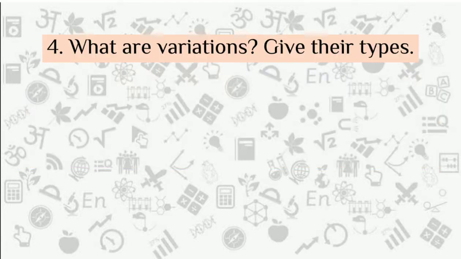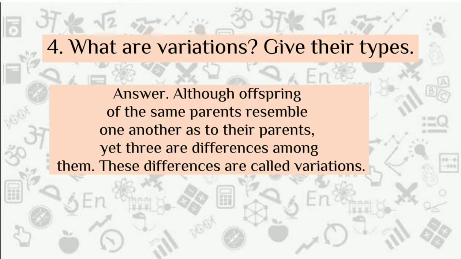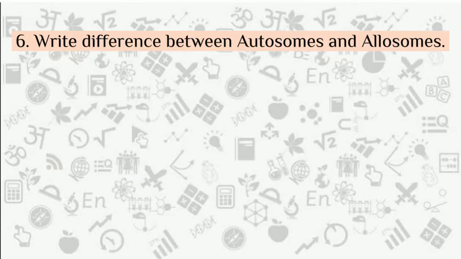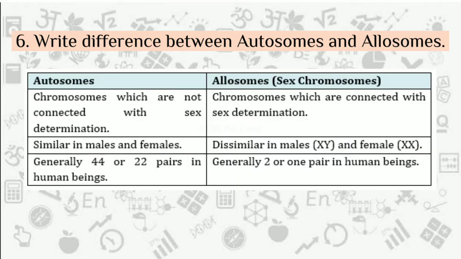4. What are variations? Give their types. Answer. Although offspring of the same parents resemble one another and their parents, yet there are differences among them. These differences are called variations. They are of 2 types: A, reproductive, passed from one generation to another; B, non-reproductive, not passed from one generation to another. 6. Write the difference between autosomes and allosomes.